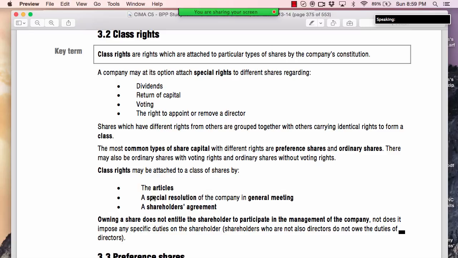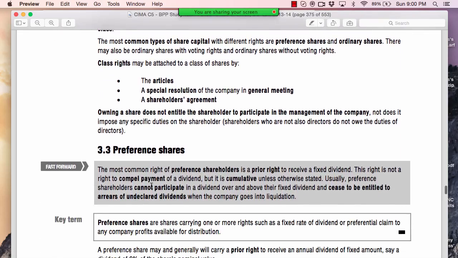Now, owning a share does not entitle the shareholder to participate in the management of the company. What does that mean? As a registered shareholder, you're not a part of the management of the company. You can't be a part of the management, you're not an employee. But an employee may receive shares, or they might be able to buy shares as well. That is a possibility.